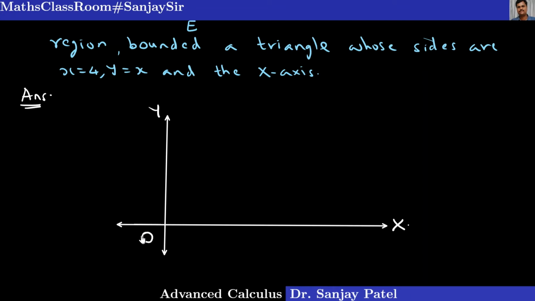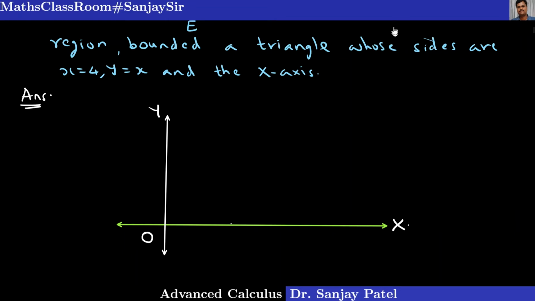Our region of integration is the area enclosed between the three lines. One is the line x-axis. You know the equation of the x-axis is y is equal to 0. So this is x-axis. First means one line. Let me make it with a different color because it is in use. So let me take this as green line. So this is one of the sides of the triangle.